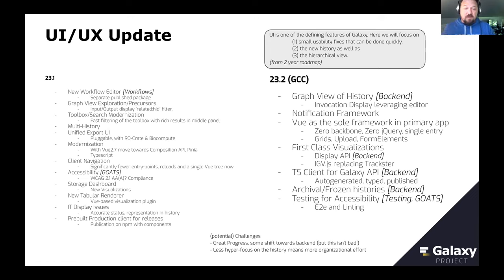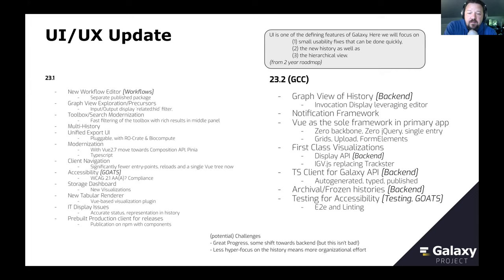A big thing that users really won't see for the most part, but it's really going to help us, is that it's going to make it a lot easier for us to carry less baggage. Vue is going to be the sole framework in the primary app. There won't be any more Backbone, no more jQuery, and minimal entry points. It might make sense to have a couple of entry points depending on what you're doing, but Backbone and jQuery have completely got to go. The main things outstanding for that are our grids, the upload component, and form elements. But work's being done on those, and I expect it'll be done by 23.2.